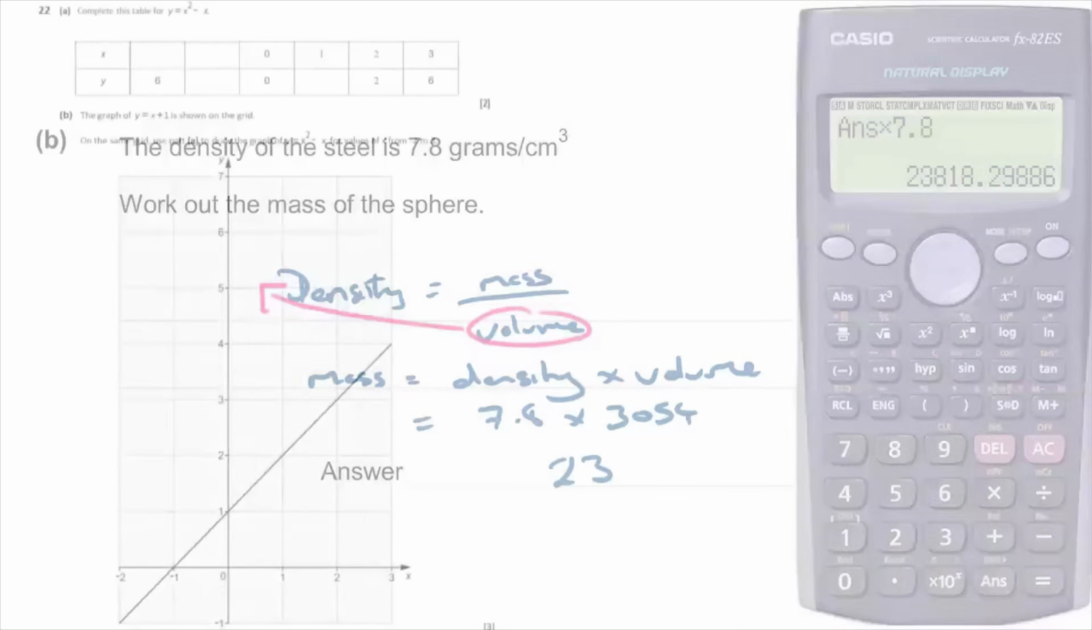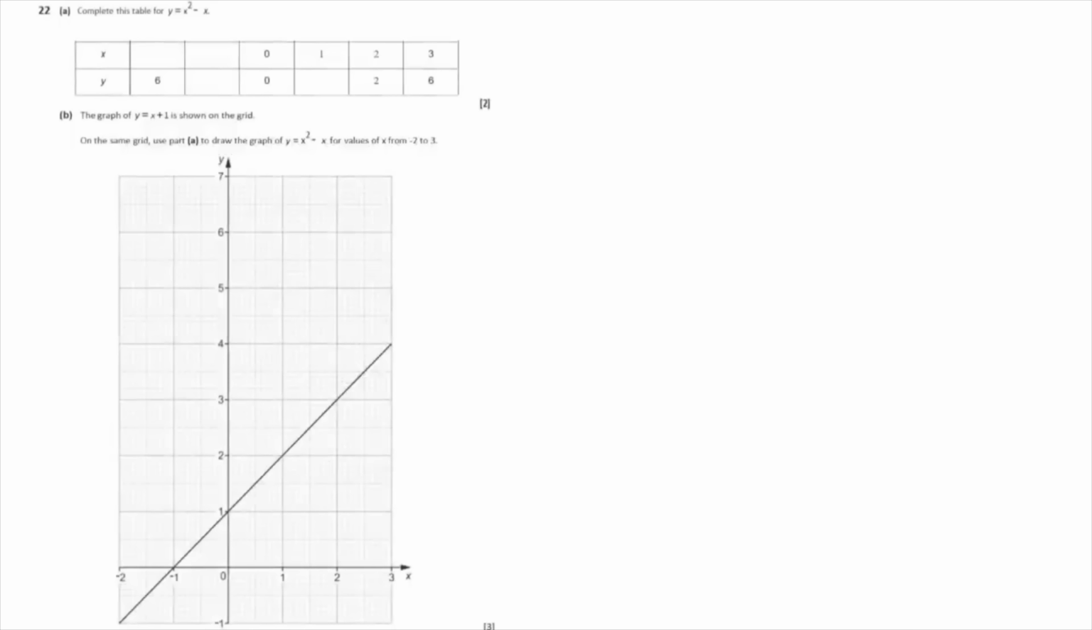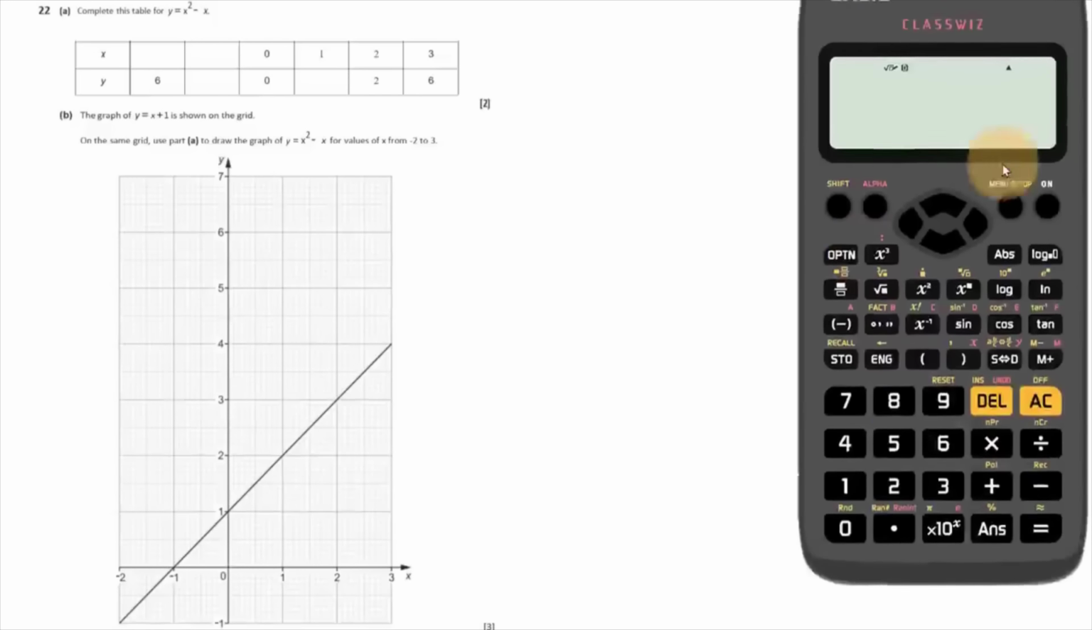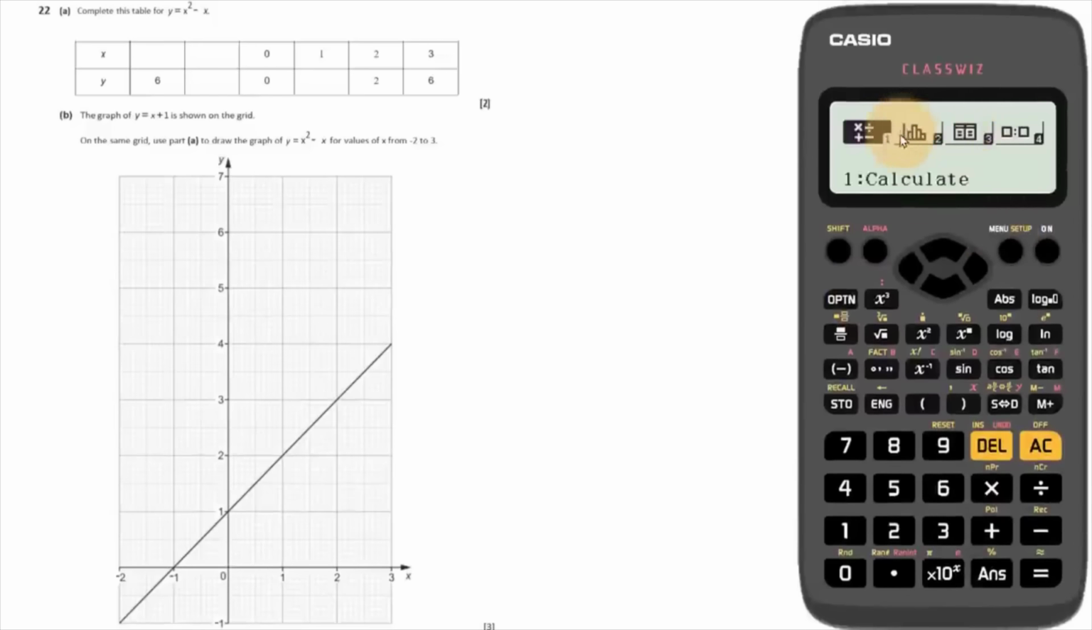Complete the table for y equals x squared minus x. Okay, now with these tables that you need to complete, the easiest way is to use the table mode on your calculator if you've got a Casio. If you don't have a Casio, you really want to get one of these because they've got lots of features that are very handy for your exam that you miss out on otherwise. So if you tap on mode and go to table, then you get f of x is equal to displayed on your screen. So it uses a slightly different notation. f of x is the same thing as y basically.